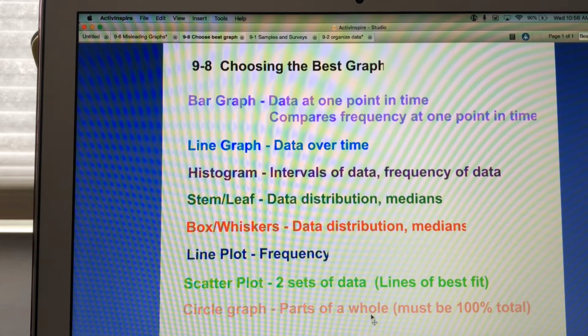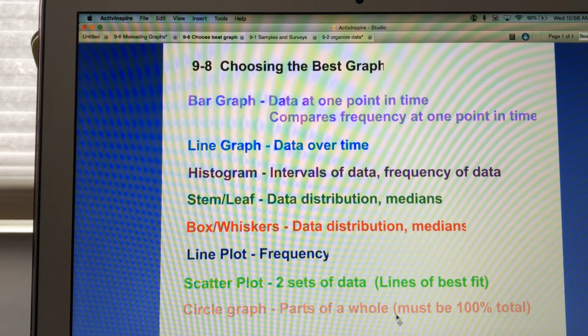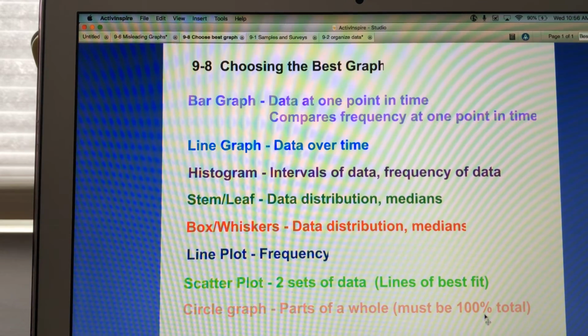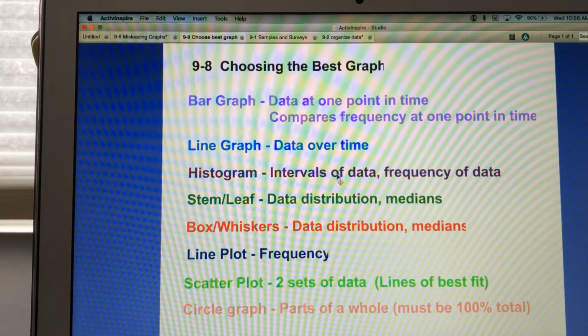Circle graph. Here you have parts of a whole. You must have 100%. Be careful if you do not have 100%. You cannot have a real circle graph.